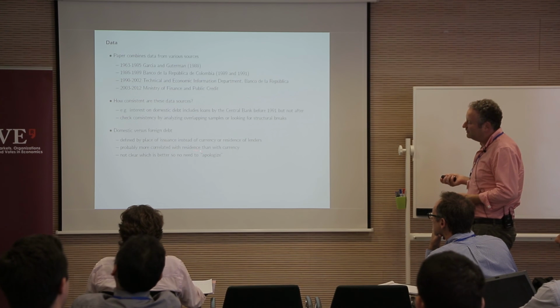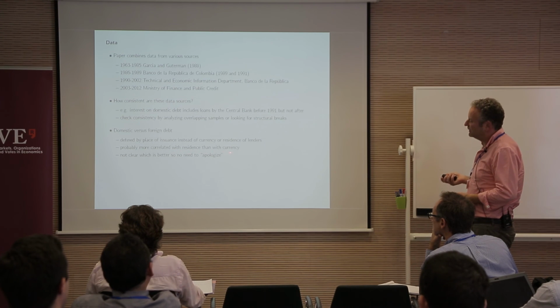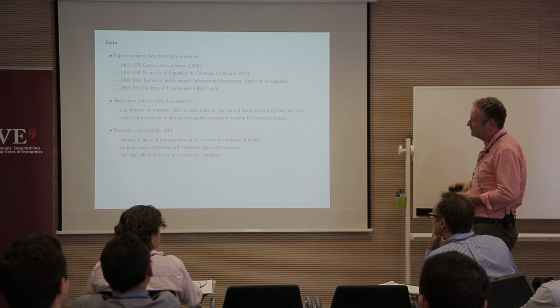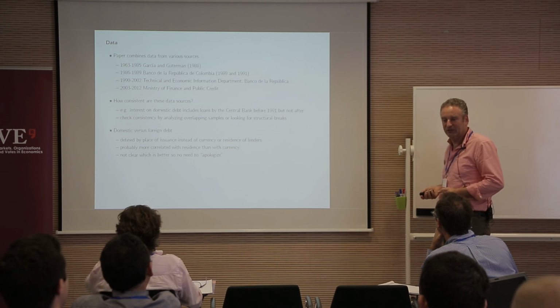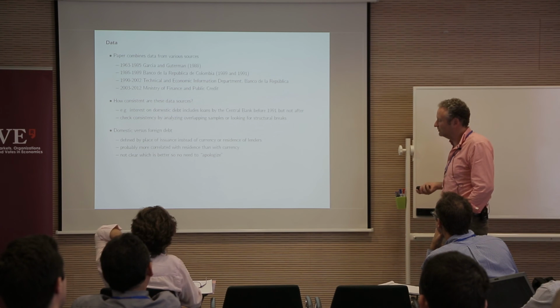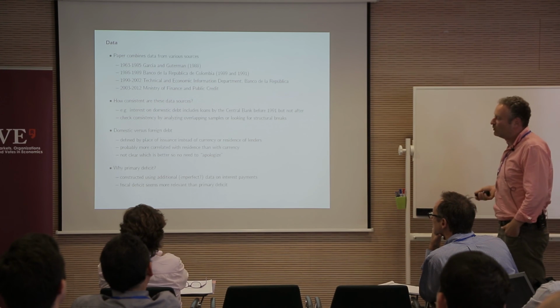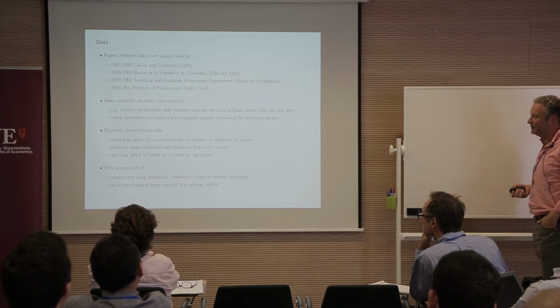My view is that it probably is more correlated with residency than with currency, but in the latter part of the sample, I have a feeling that that might be less the case. So I'll mention something about that. One question that I had is, why is it that you focus on the primary deficit?